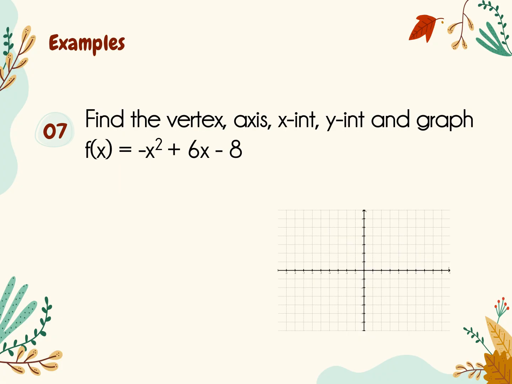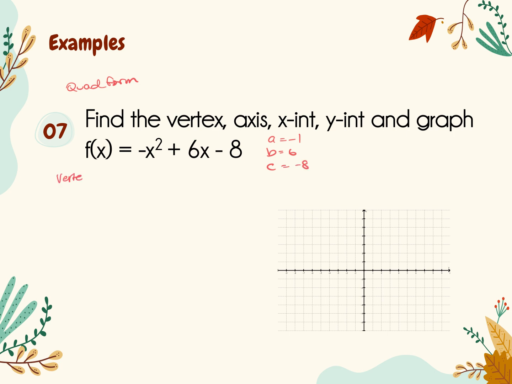Okay, so now we get to another question. It says find the vertex, axis of symmetry, x-intercept, y-intercept, and graph. So now they give it to us in quadratic form. So this one's in quadratic form, and they want us to find all that information. So in this one, I know A is -1, B is 6, and C is -8.